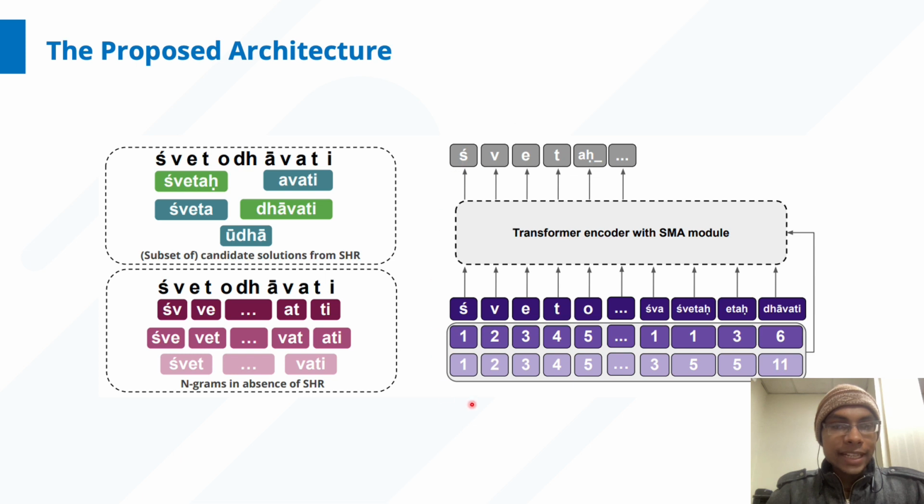So this is our main architecture. This is a purely engineering pipeline, which is a character-level architecture with character-level prediction. Here we integrate the latent information taken from the SHR, or in its absence the n-grams. Then the second module is soft mask attention, and finally the post-processing module is used during inference.